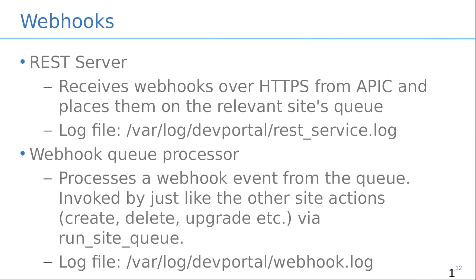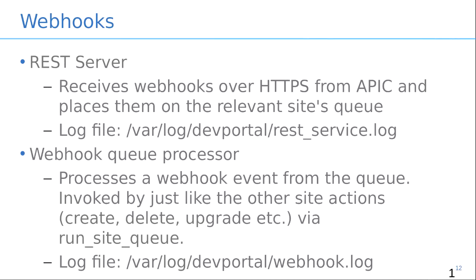So the REST server is the service you saw in the output of status. It's receiving the webhooks, so it's just an HTTPS call from API Connect, and it then just puts them in the normal queue for processing for that site. So that output of show_queue would show any pending webhooks that are in the queue waiting to be processed. But they should get processed fairly quickly.